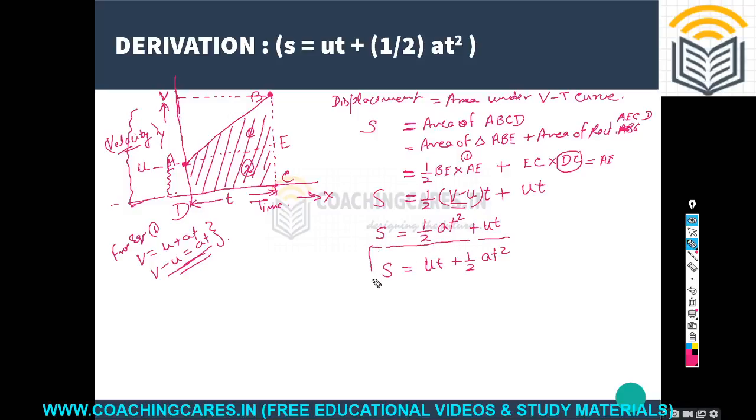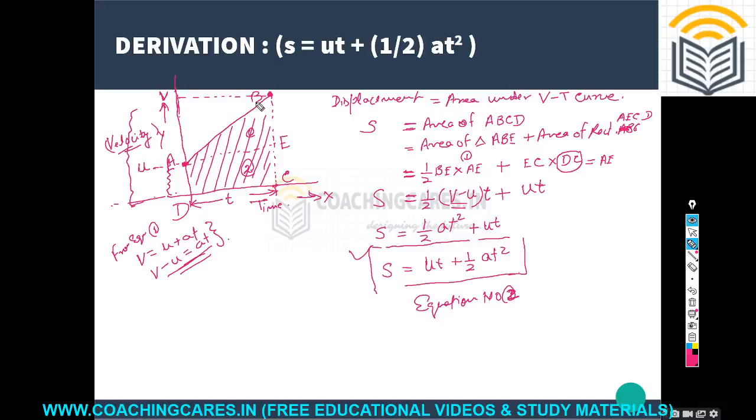This is the second equation that we derived. So that is called equation of motion, and number is 2, equation number 2. So this derivation comes from this displacement under the VT curve that we wrote initially. S is equal to area of this ABCD, this whole shaded area. Then we derived it. We again expanded it.